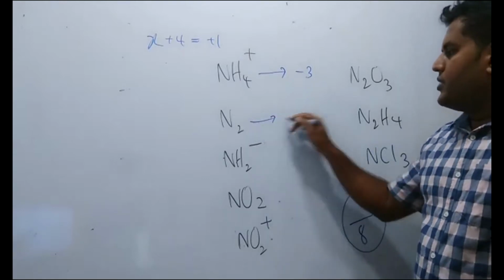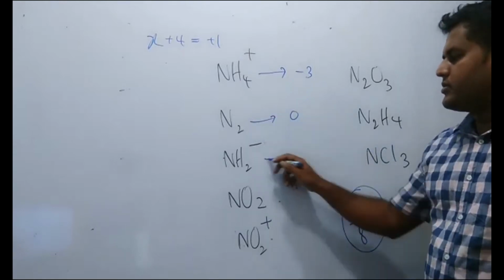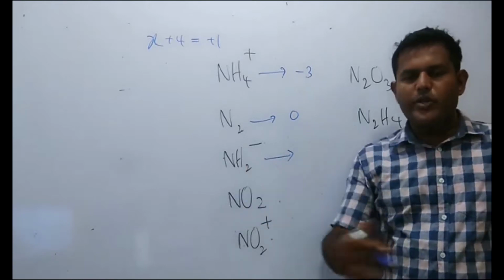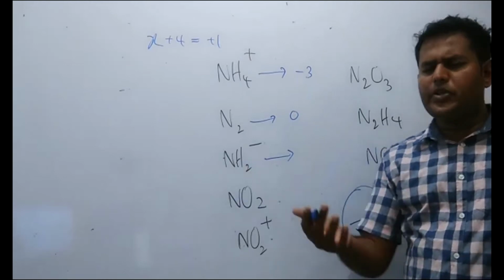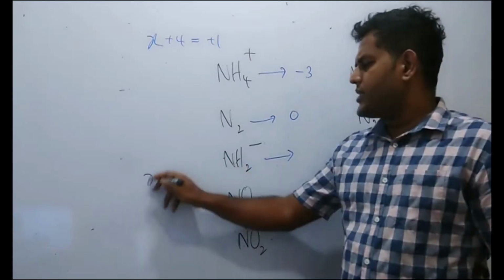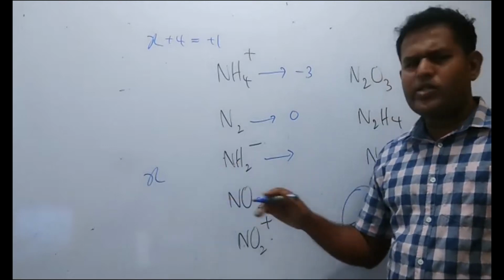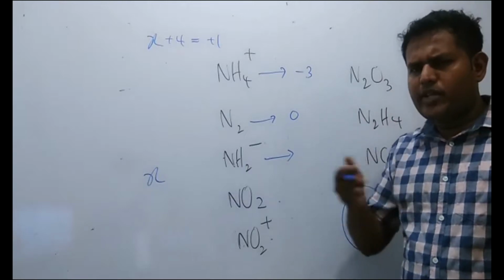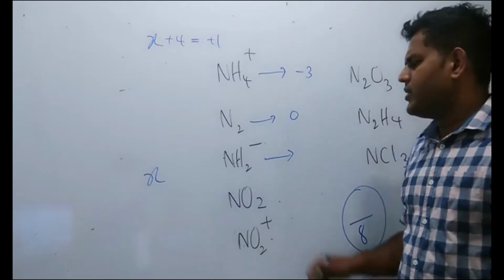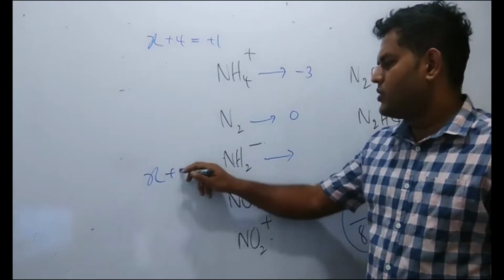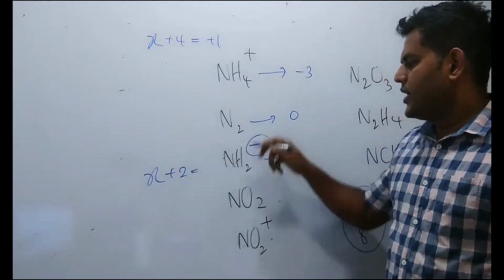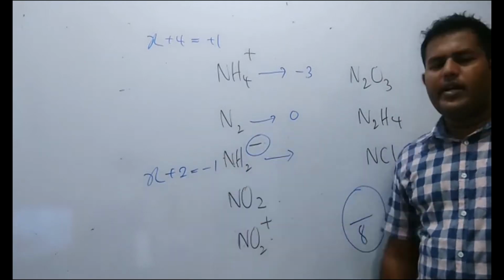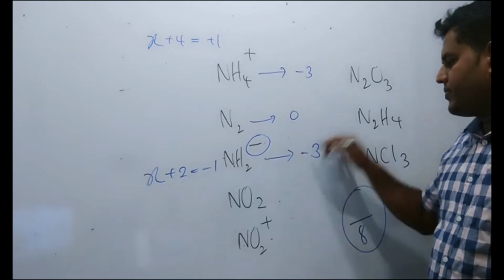N2, 0. Then NH2 minus is also a tricky one. Better to use the equation. Nitrogen is X, 2 hydrogens plus 2 equals the charge minus 1. Then solve it nicely: plus 2 to the other side, minus 2, minus 1, minus 2, minus 2.